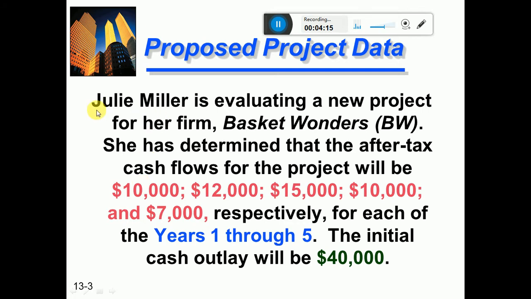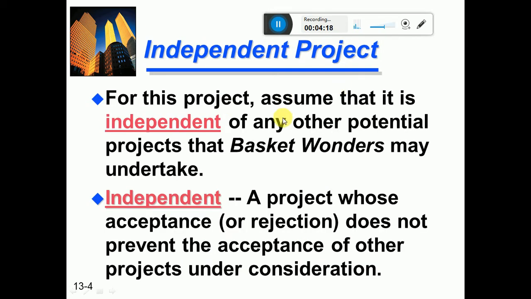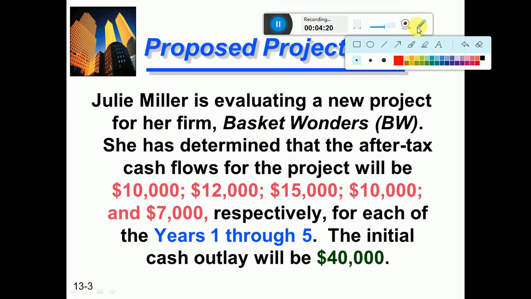Here is Julie Miller, and this individual would like to make an investment. And what are the future cash flows generated from this investment that she is interested in? For example, 10,000 in the first year, and 12,000, 15,000, 10,000 and 7,000. And how much investment is required for this project? $40,000.